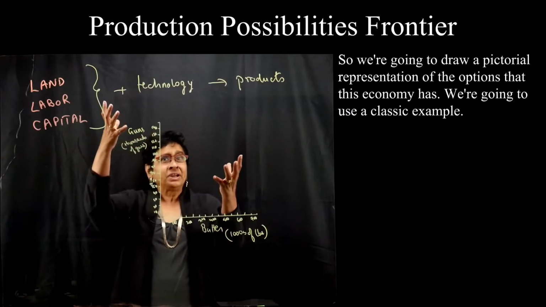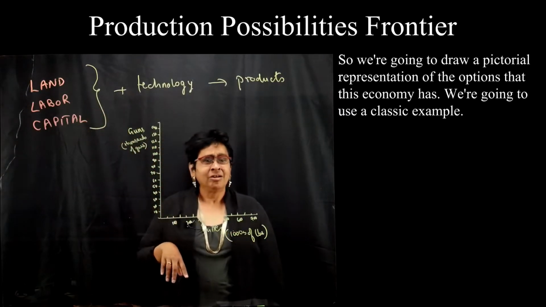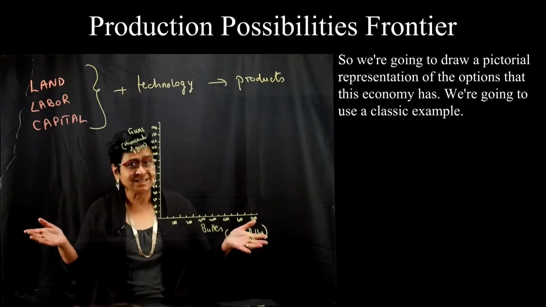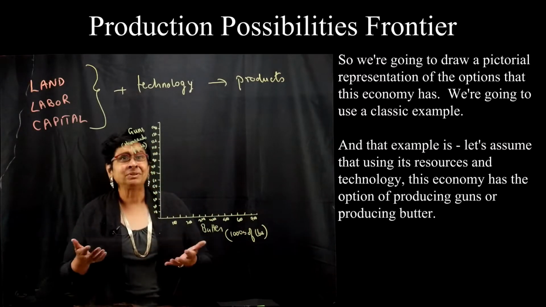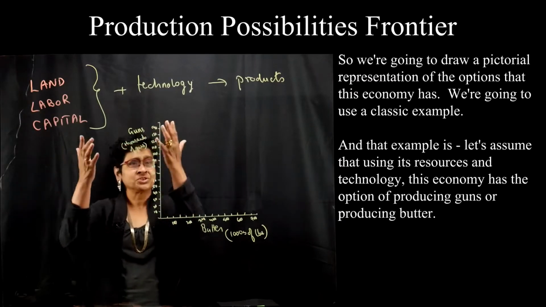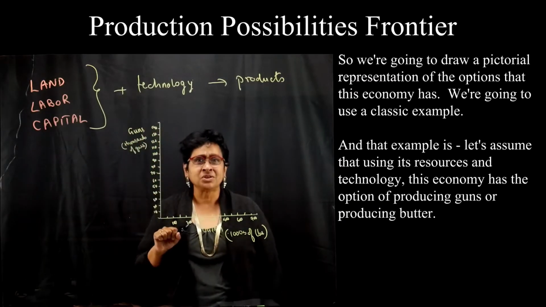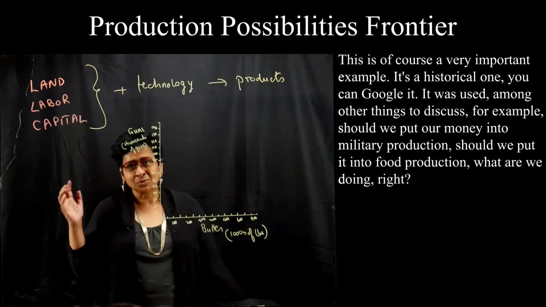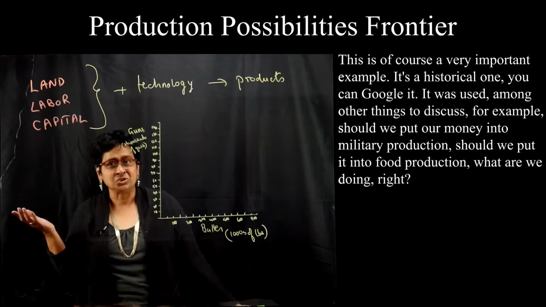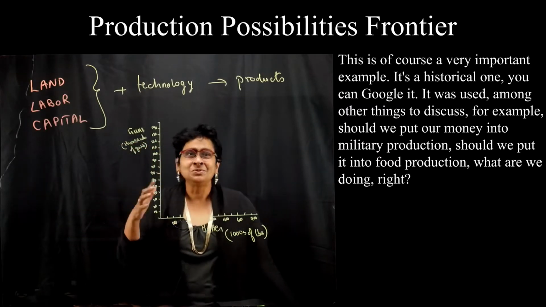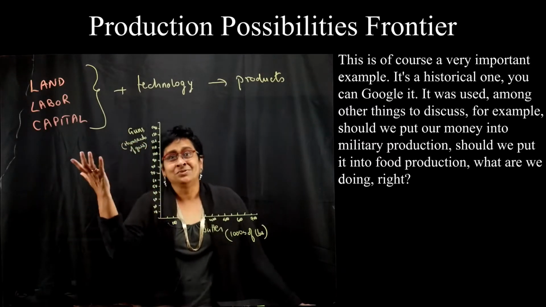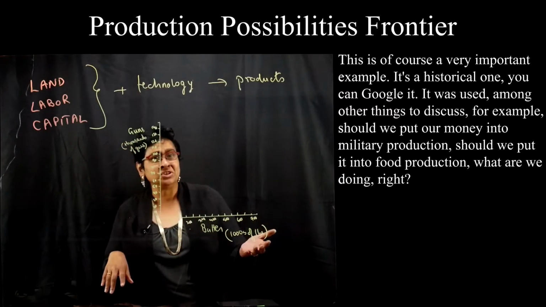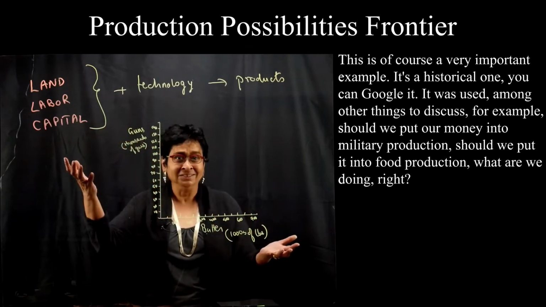So we're going to draw a pictorial representation of the options that this economy has. We're going to use a classic example, and that example is, let's assume that using its resources and technology, this economy has the option of producing guns or producing butter. This is, of course, a very important example. It's a historical one. You can Google it. It was used, among other things, to discuss, for example, should we put our money into military production? Should we put it into food production?